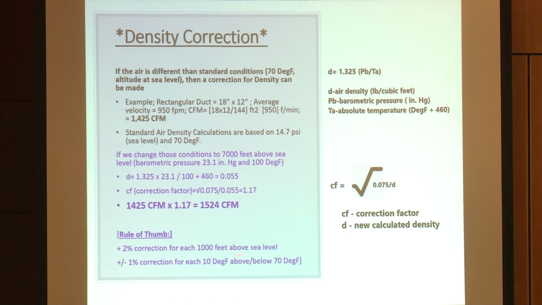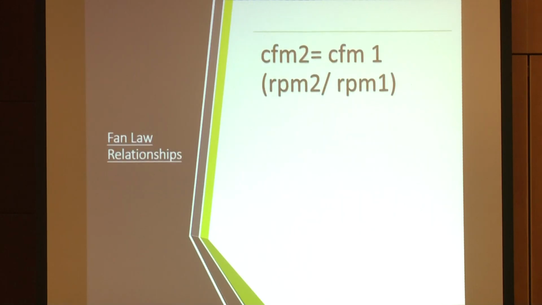But we do have rules of thumb, right? It's about 2% for each 1,000 feet above sea level and about 1% for each 10 degrees above 70 degrees. Now you would have a little tiny correction for heat, right? Because you guys are typically probably at 85 or 90 degrees a lot of the time. So you might have a little bit of correction for that, 1%, 2%. It's not that much. But it is what it is.